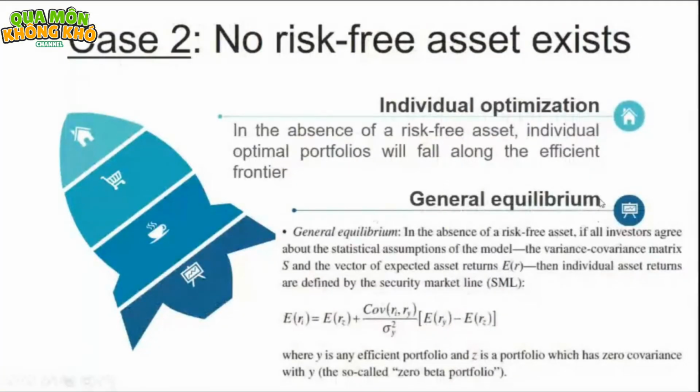And talking about general equilibrium in the case where no risk-free asset exists, the individual asset returns are defined by the security market line: the expected return on the asset equals the expected return of the zero-beta portfolio plus the beta multiplied by the expected return of portfolio Y minus the expected return of the zero-beta portfolio.